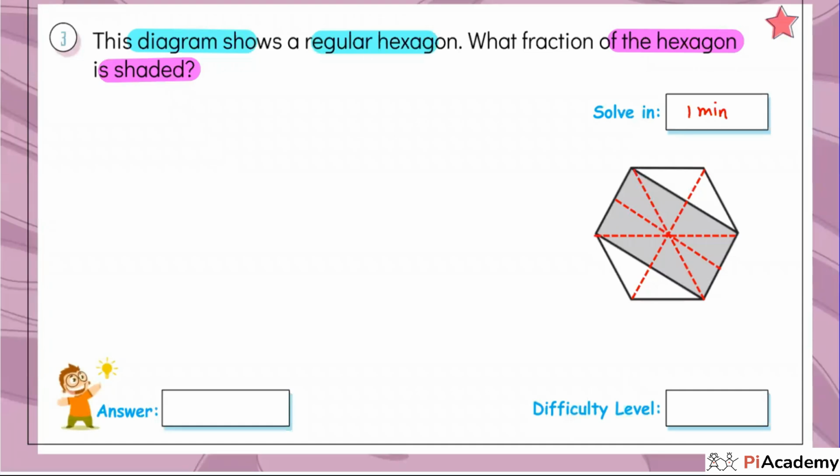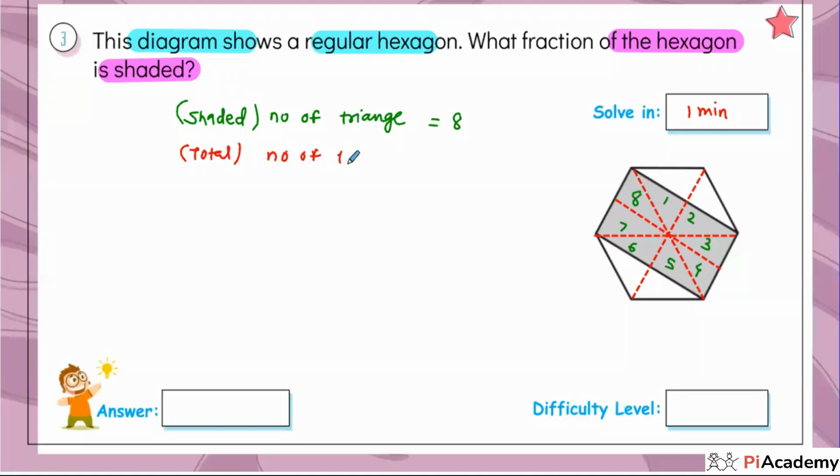So let's count how many of them are shaded. First of all, we count the shaded number of triangles. Let's count them. If we start from here, 1, 2, 3, 4, 5, 6, 7, and 8. So there are 8 triangles. Now let's count the total number of triangles. Continue the same counting and add the remaining ones. Here you can see 8 are there. Now this is 9, this is 10, 11 and 12, right?